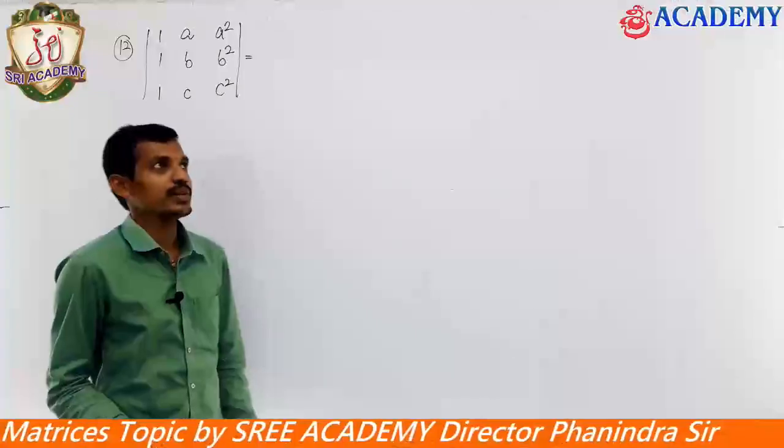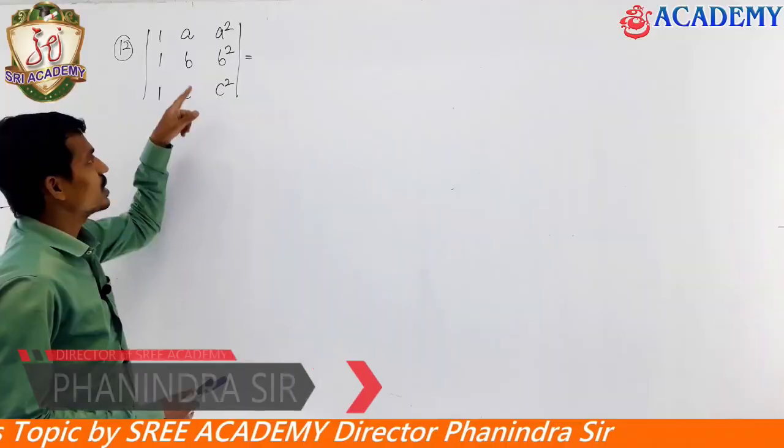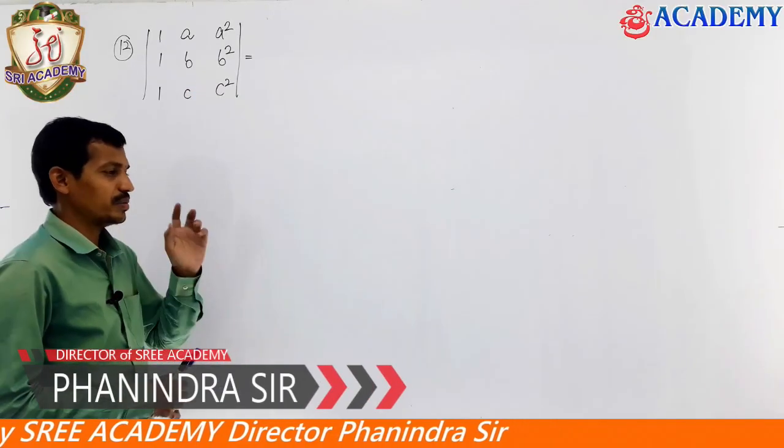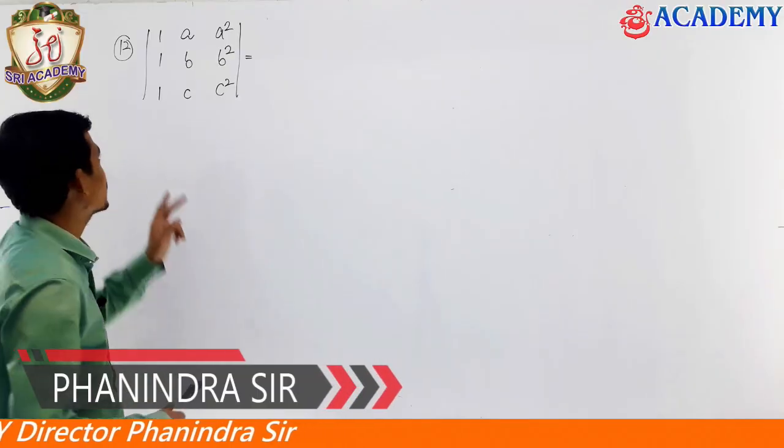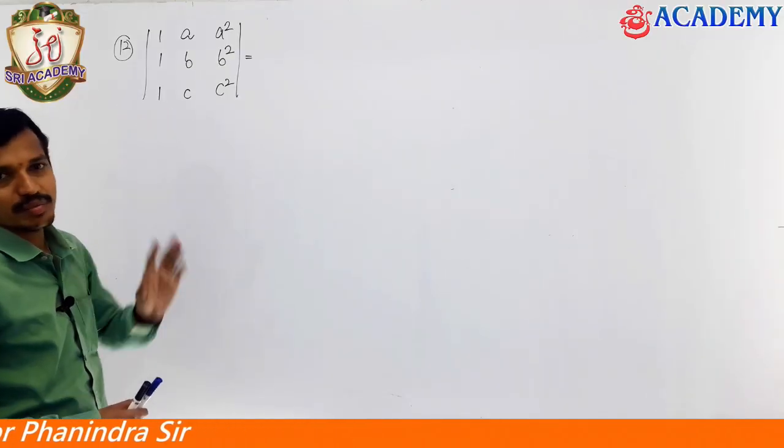Let's see this problem here: the determinant with rows 1 1 1, a b c, a square b square c square. But you have to remember this as a result after getting the answer. Just see how we are solving this problem. You see 1 1 1, a b c, a square b square c square.